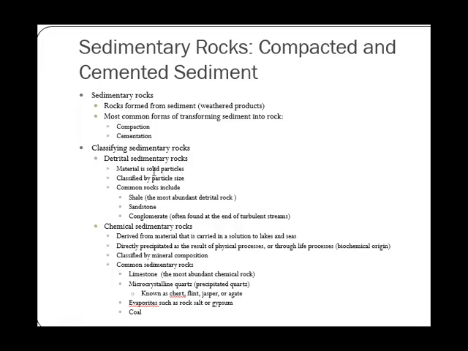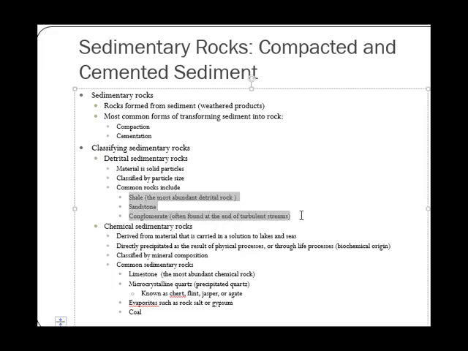How are sedimentary rocks formed? Well, there are detrital sedimentary rocks. Detritus means little crumbs and little pieces of things. So these are sediments that are dumped by water or things like that, and the material is in solid particles. They're classified by particle size. How big are the particles? Some common examples: we have shale, sandstone, conglomerate. Conglomerate means, as the name implies, a whole bunch of different types of rocks that are together.